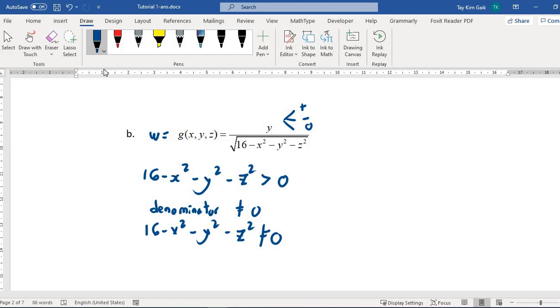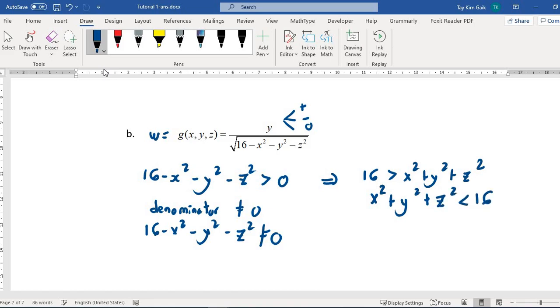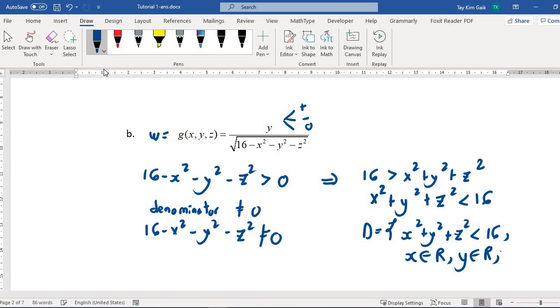Then from here, you have 16 greater than x squared plus y squared plus z squared, hence x squared plus y squared plus z squared less than 16. So this will be the domain. The domain is the set of x, y, z with x squared plus y squared plus z squared less than 16, such that x belongs to the real numbers, y is a member of the real numbers, and z is a member of the real numbers.